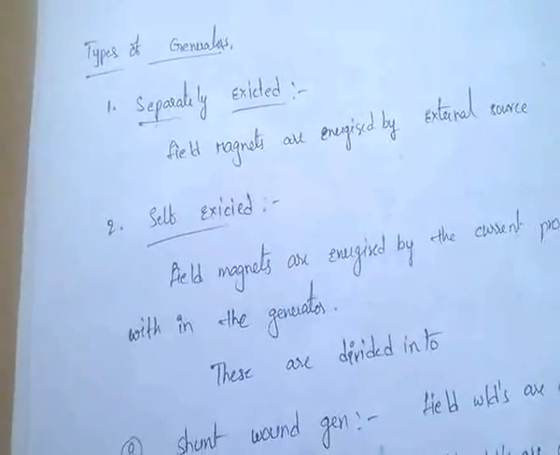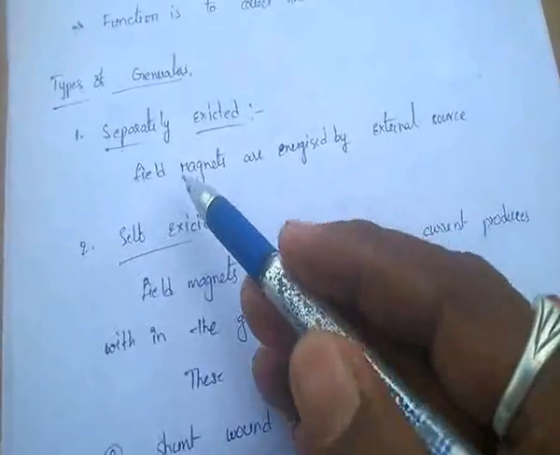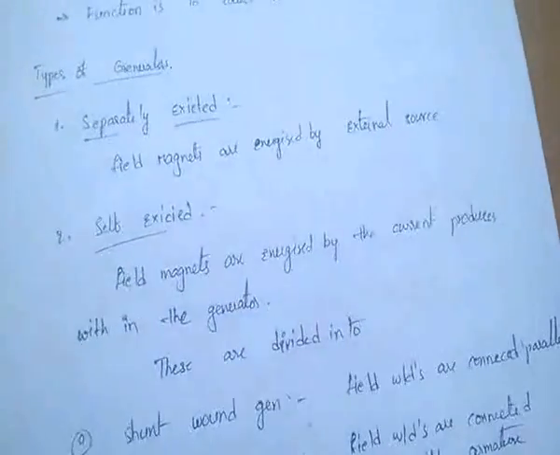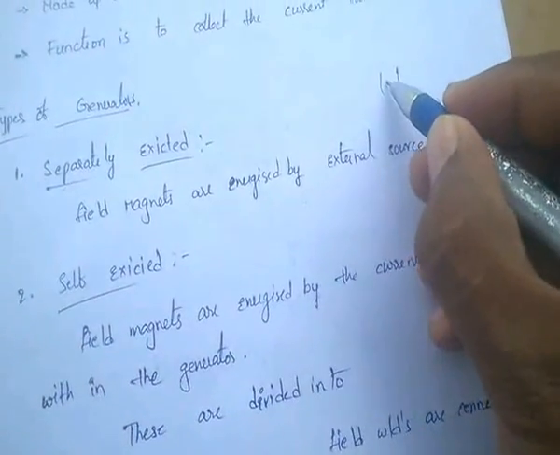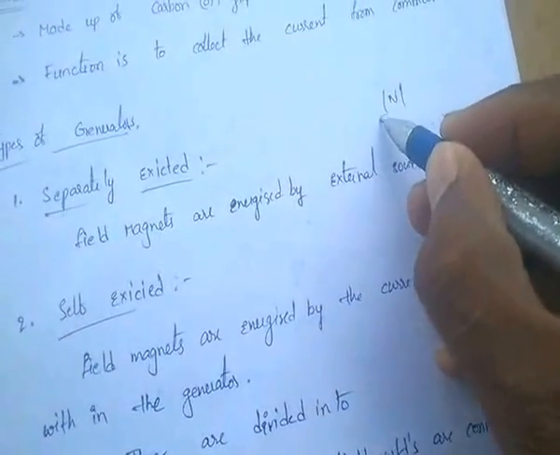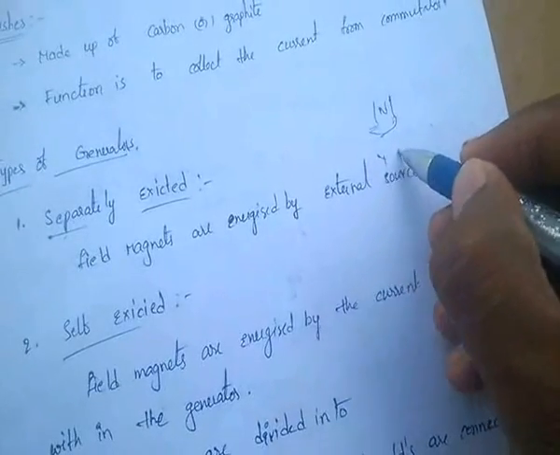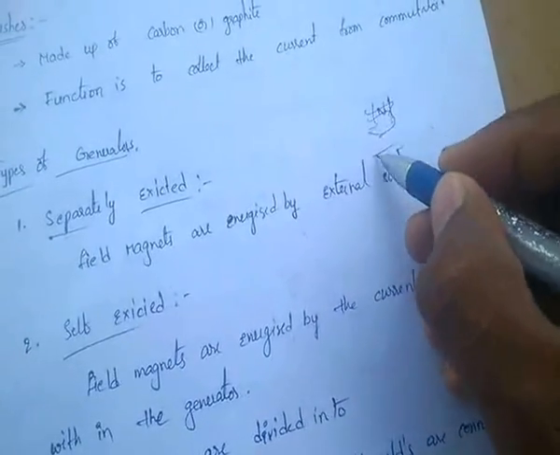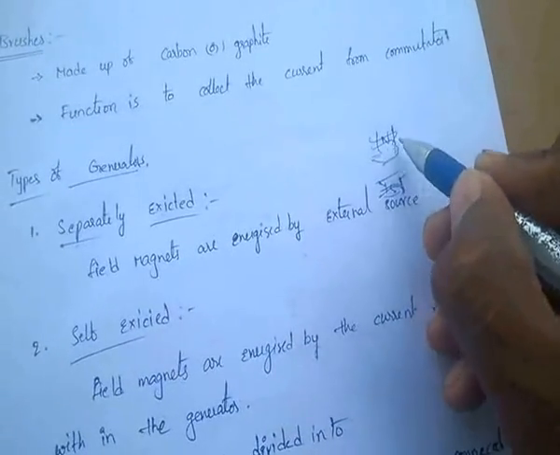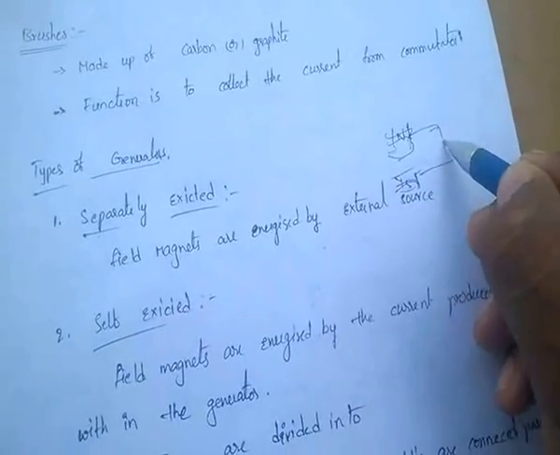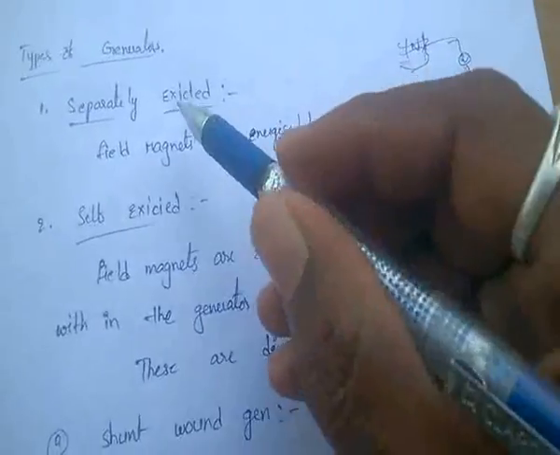Okay, next, types of generators. There are mainly two types: separately excited and self-excited. In case of separately excited, the field magnets, that is our N pole and S pole, are electromagnets. That means they need excitation. This excitation is provided by an external source. This type of generator is called separately excited.